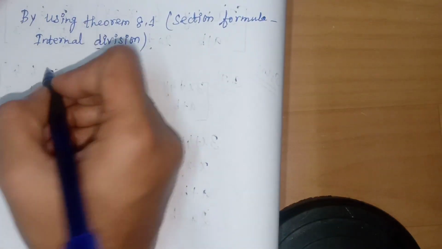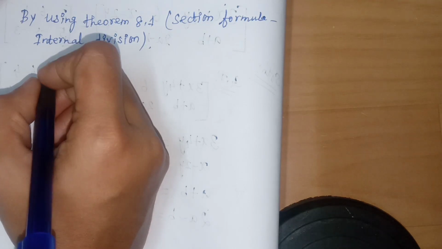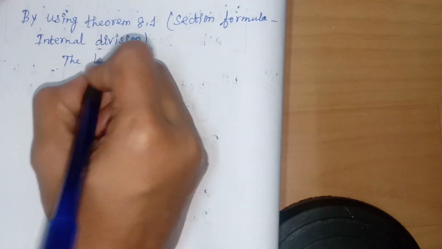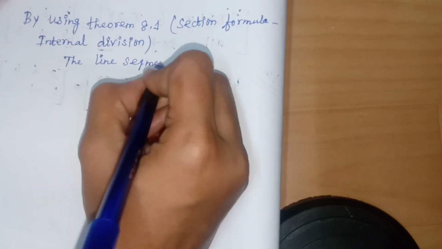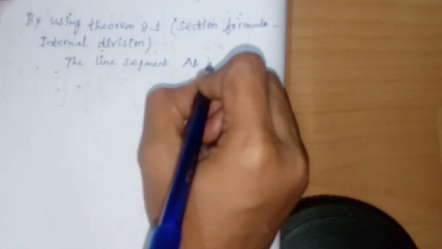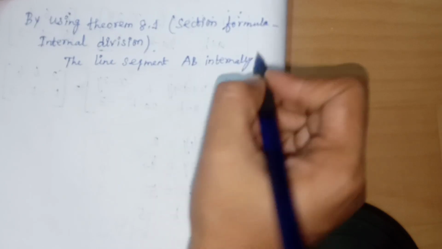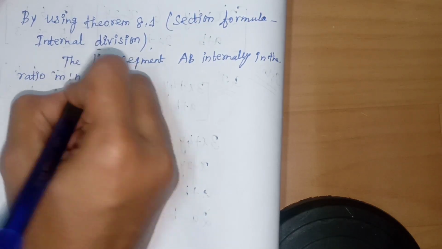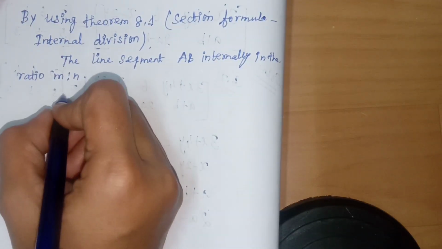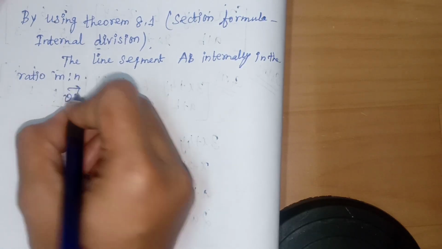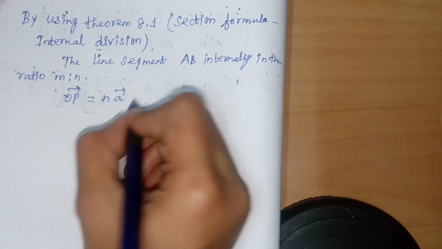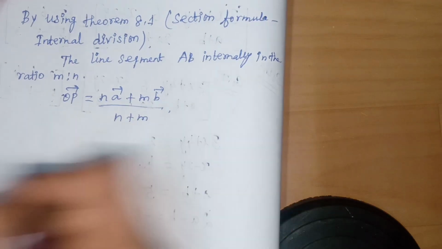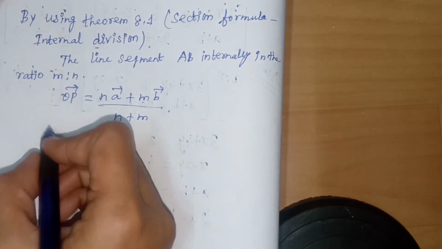First we use the line segment AB divided internally in the ratio M is to N. Okay, the line segment AB internally in the ratio M is to N. So the position vector OP vector equals (N into A vector plus M into B vector) divided by (N plus M). Okay.